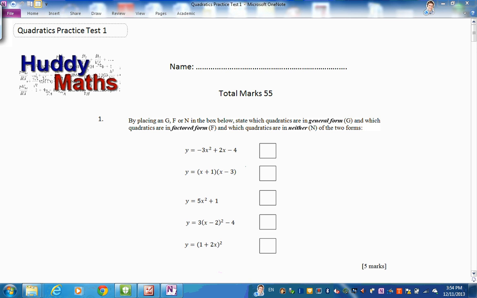This is the first practice test in Quadratics, up to about the end of Factorization and just some basic ideas about the graph. So are you ready?